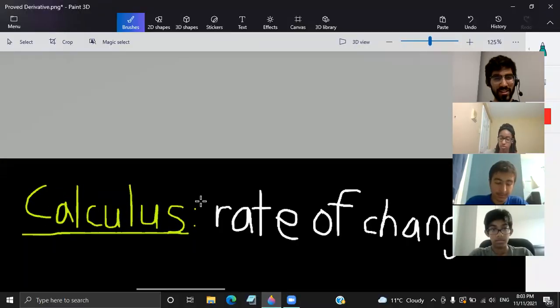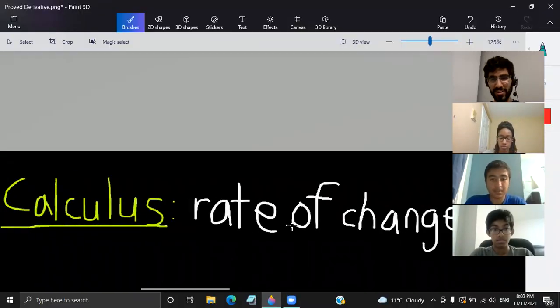So calculus is literally about these three words. This is it. This is calculus: rate of change. That is it. You are talking about everything in calculus in just these three words.